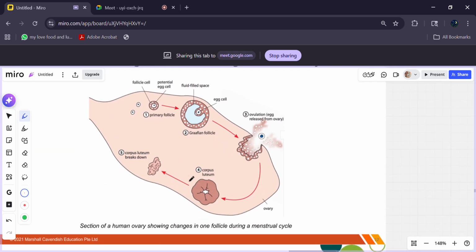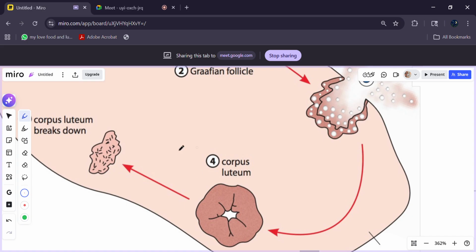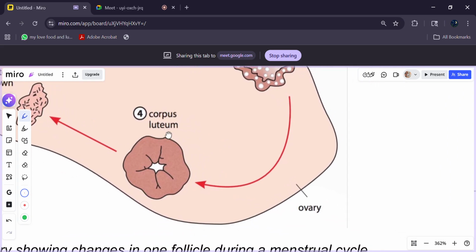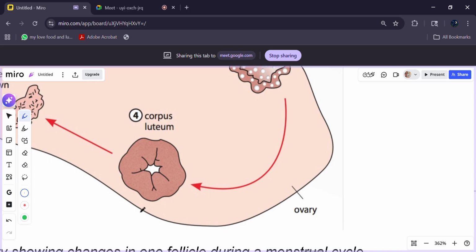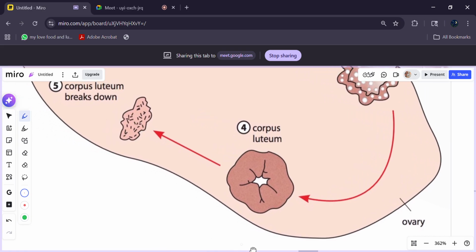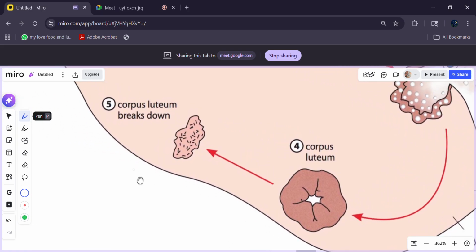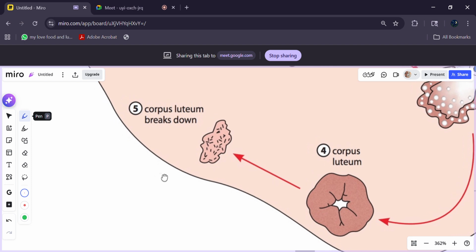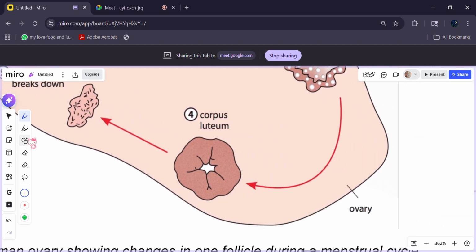Now, the corpus luteum. If no fertilization occurs, the corpus luteum will persist for some time, then eventually breaks down. After ovulation, the Graafian follicle develops into a corpus luteum, and the corpus luteum produces hormones that prepare for pregnancy. When fertilization doesn't occur, the corpus luteum will eventually break down.